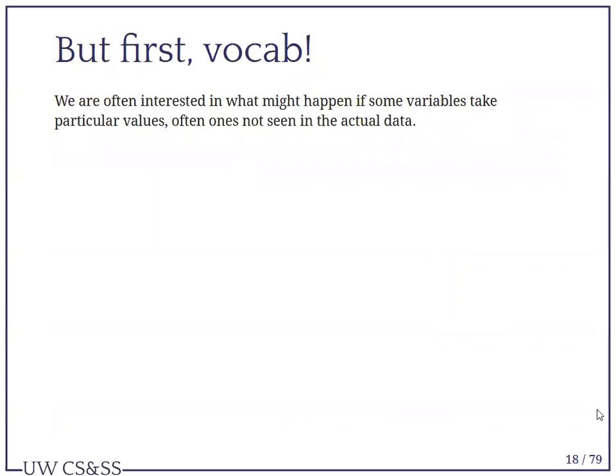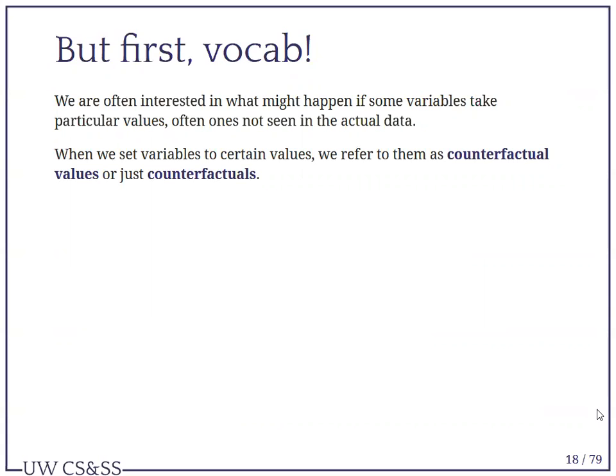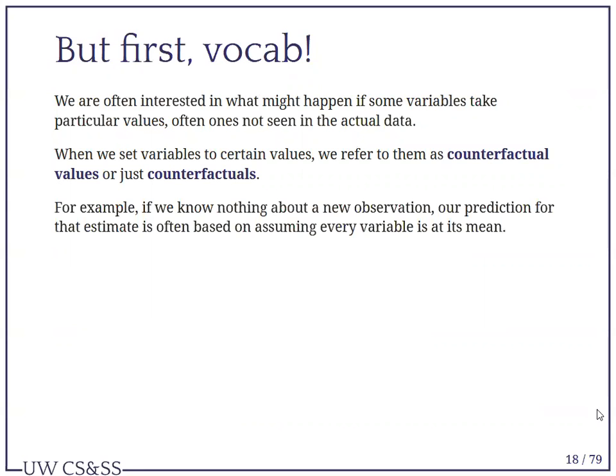But some more vocabulary. We are often interested in what might happen if some variables take particular values, often ones that are not seen in the actual data. When we set variables to certain values, we refer to them as counterfactual values or just counterfactuals. For example, if we know nothing about a new observation, our prediction for that estimate is often based on assuming that every variable is at its mean.